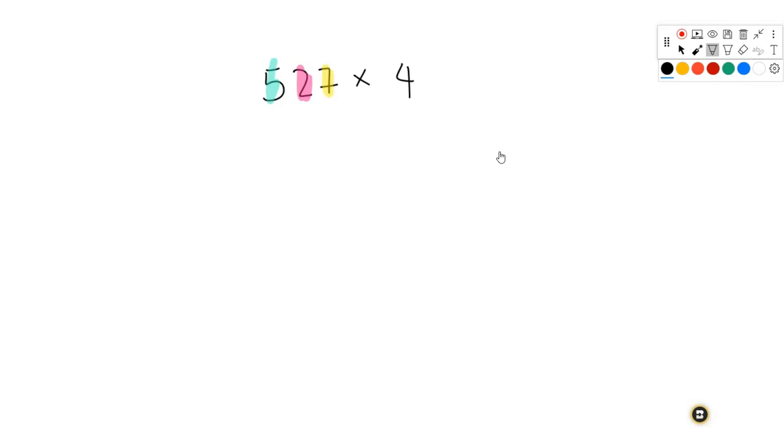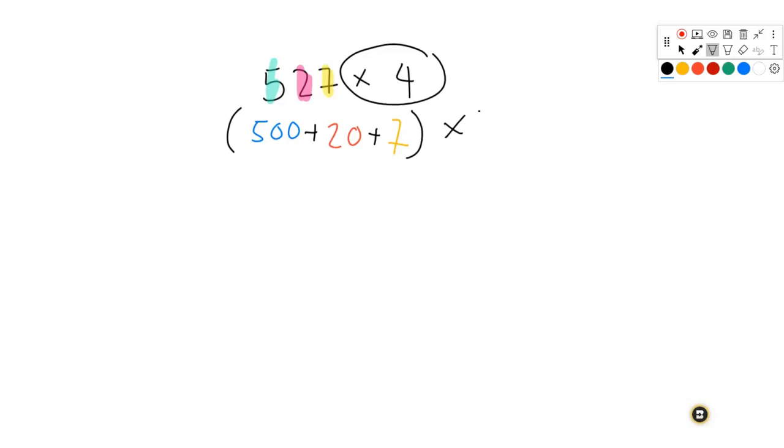I'm going to write it here. So that is 500 plus 20 plus 7. Perfect. We are multiplying this whole thing, and I'm going to put it in a parenthesis. Don't get confused, but what this means is that 527 is also equal to 500 plus 20 plus 7, and all of this is still going to be multiplied by 4, so I'm going to write times 4.